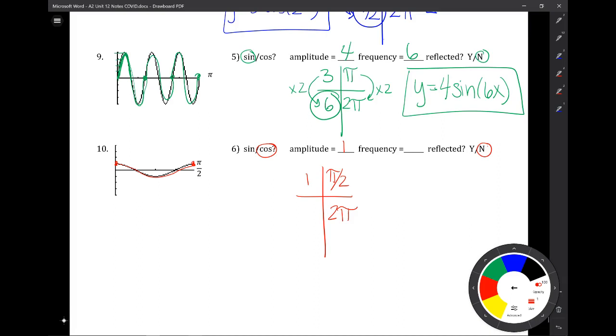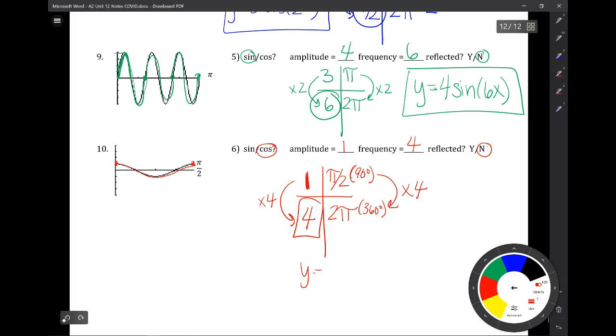So remember, pi over 2, if you forgot, it's okay. Remember, pi over 2 is 90 degrees. Remember, 2 pi is 360 degrees. So if I am seeing one curve in 90, how many times does 90 go into 360? Well, to get from 90 to 360, you have to multiply by 4. So if I see one curve by pi over 2, then I would see 4 curves by 360. And so my frequency is 4. So y equals 1 cosine of 4x.